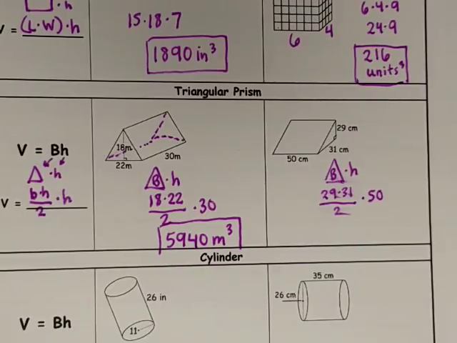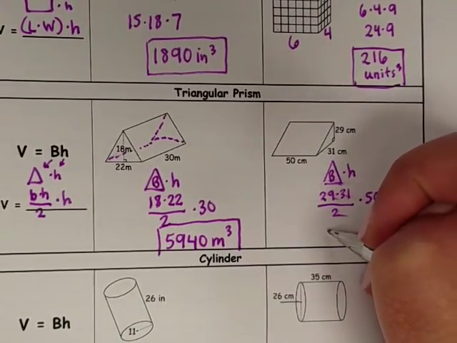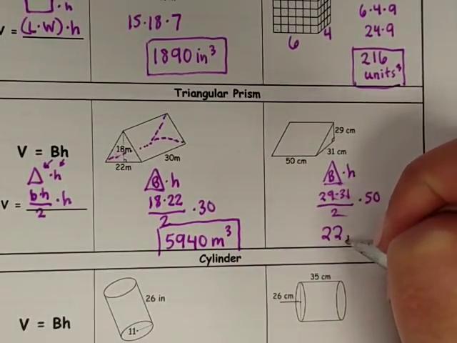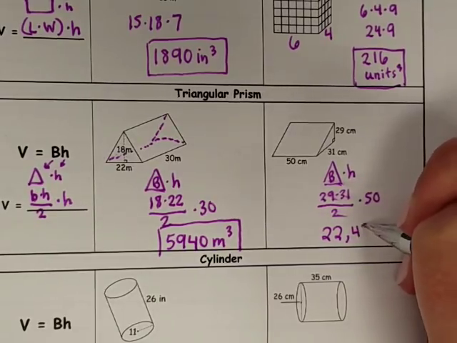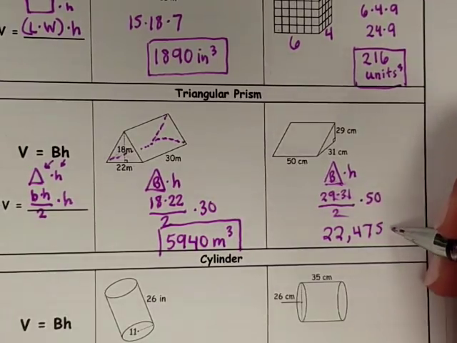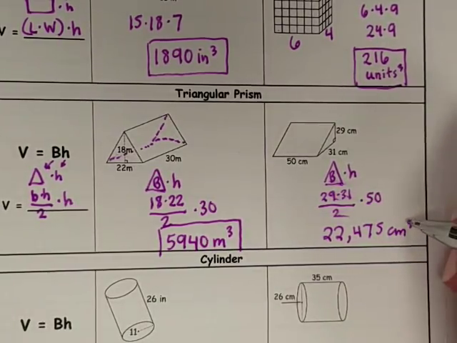And then when I type that into my calculator, I get a really large number, 22,475 centimeters cubed.